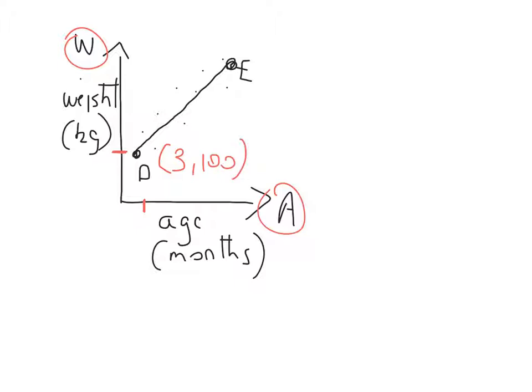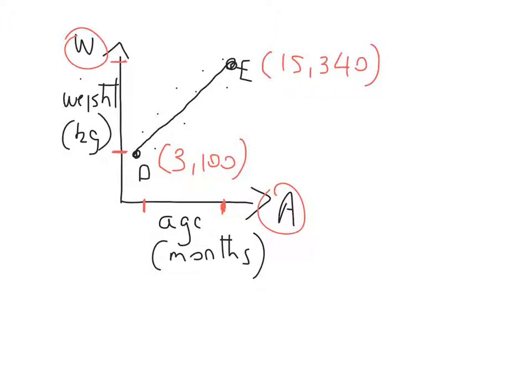Point A represents a 15-month-old calf, which weighs 340 kilograms, so along to 15 and up to 340. And now I've got 2 points. The question then says, find the equation of the line in terms of a and w.